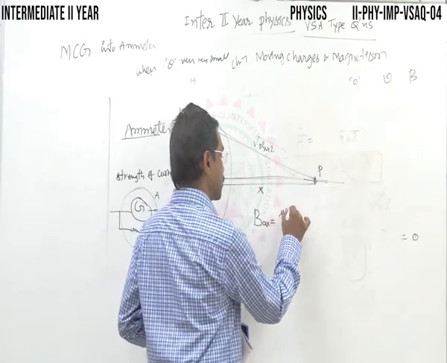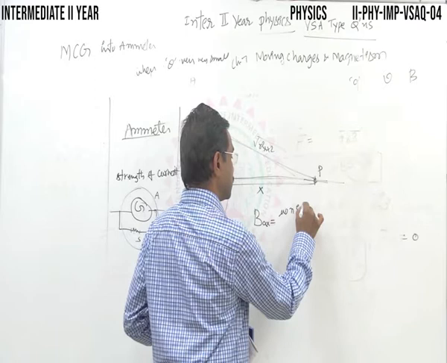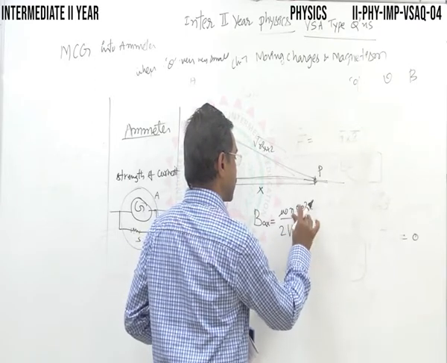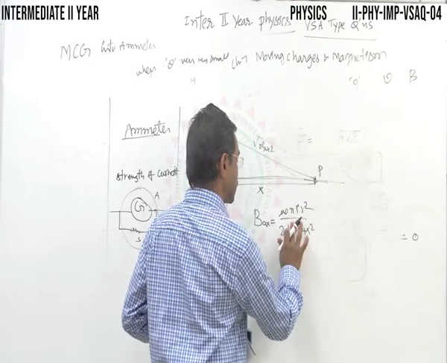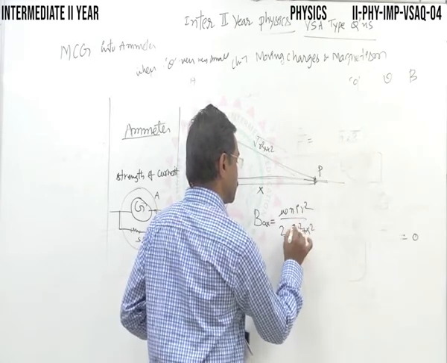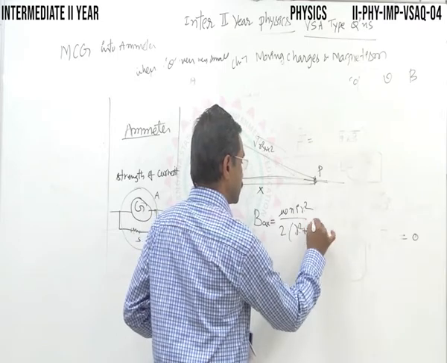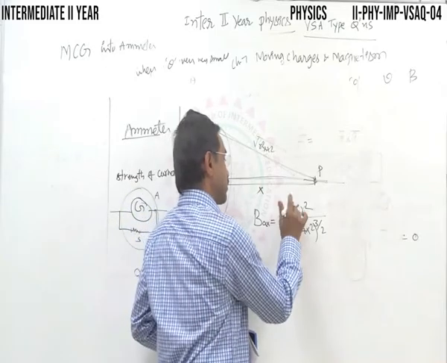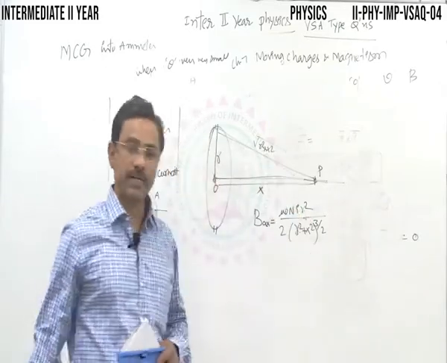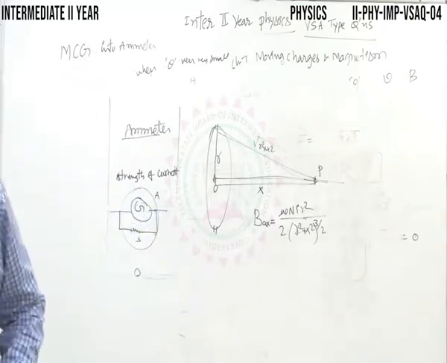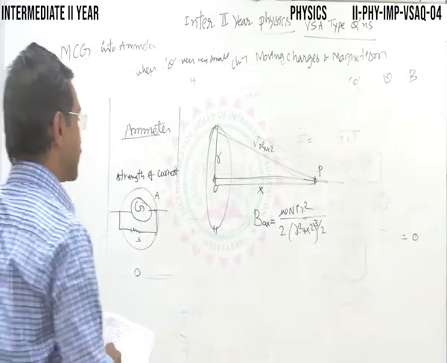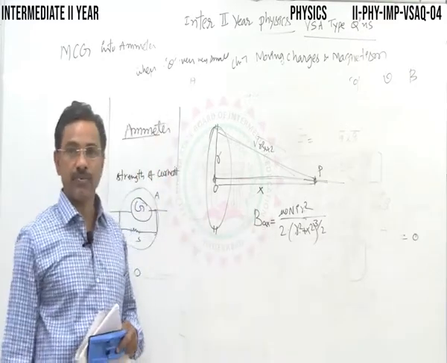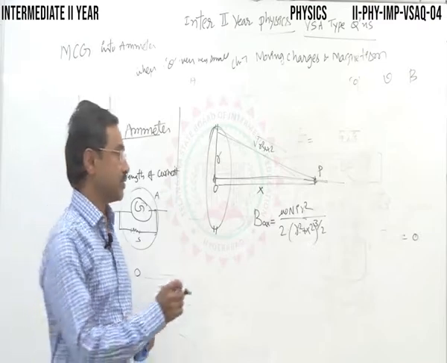So this is mu 0 n I r square by 2 into r square plus x square. Okay, r we will take as radius, r square, no problem. n is the total number of turns. If you want, you can use capital N here. So this derivation is one of the applications of Biot and Savart's law: the magnetic induction field at any point on the axial line of a current carrying circular coil. Just make a note of it.